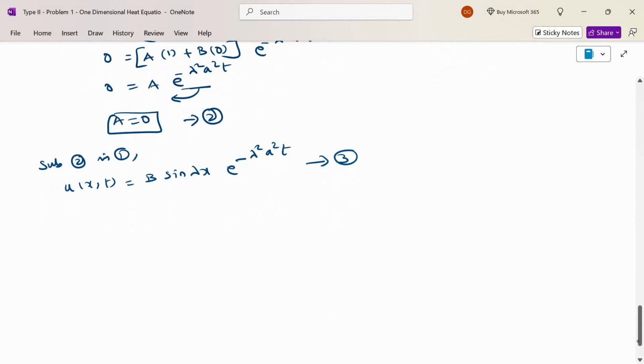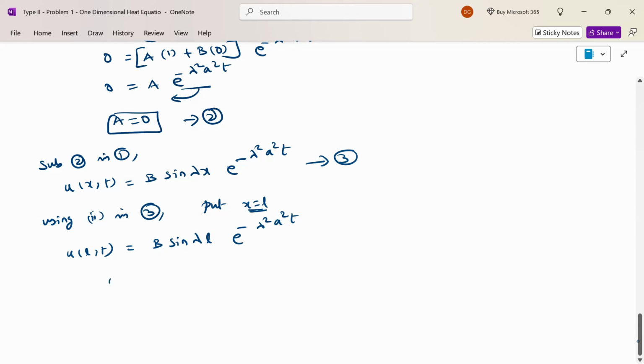Next, using condition 2 in equation 3. What is the second condition? x equals L. When I substitute x equals L, u of L comma t equals B sin lambda L e power minus lambda square a square t. Now what is the value of u of L comma t? The second boundary condition gives the value 0. Then B sin lambda L e power minus lambda square a square t equals 0.